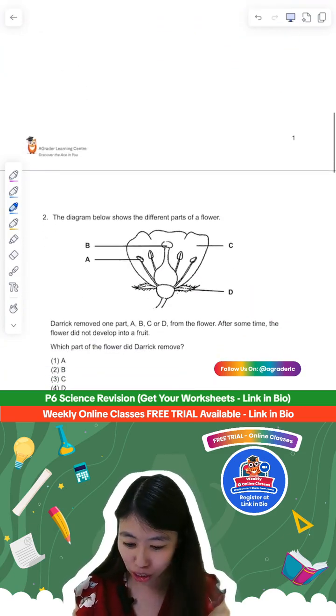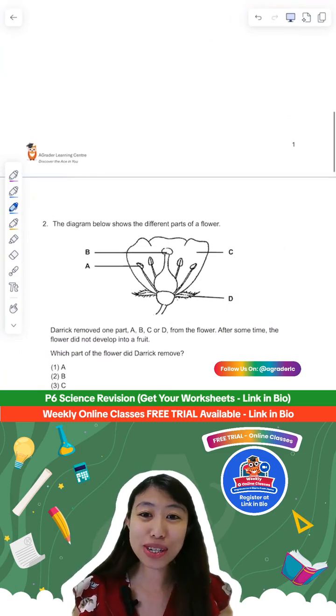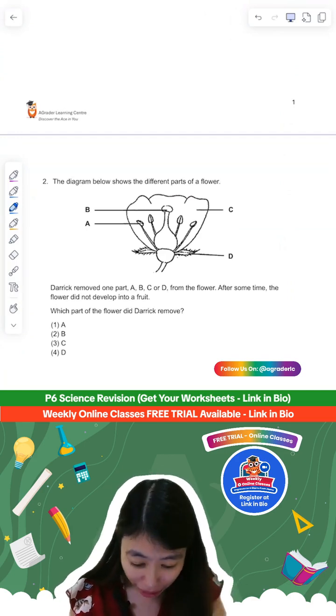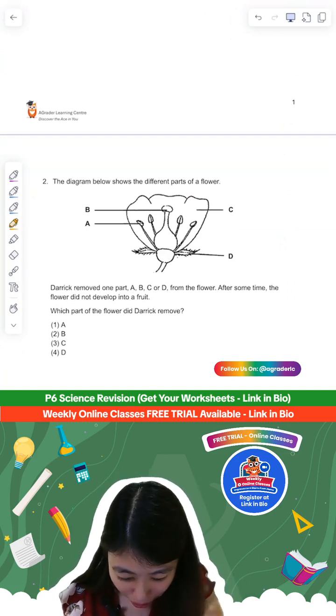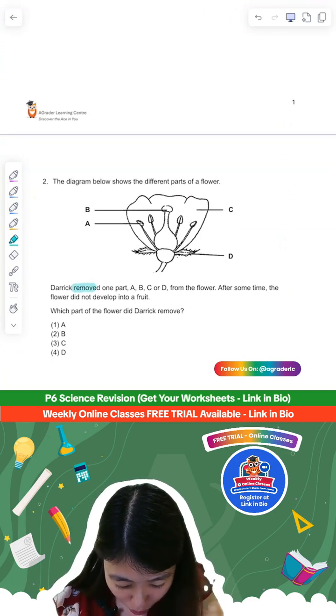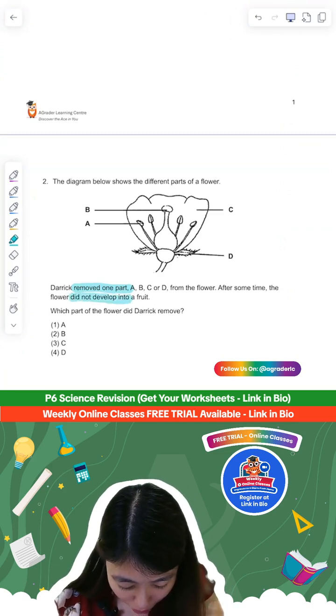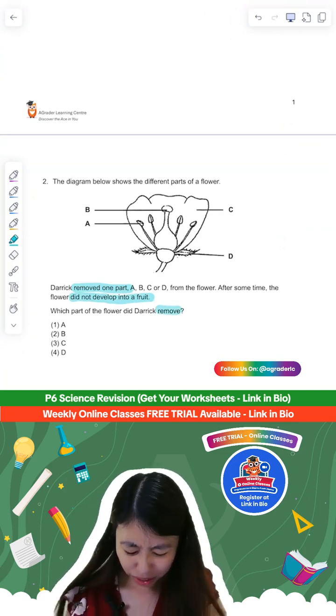Okay, so now let's look at this. Question 2. Question 2 says here that the diagram below shows different parts of a flower. And they say Derek removed one part from the flower, and after some time, the flower did not develop into a fruit. Which part did Derek remove?